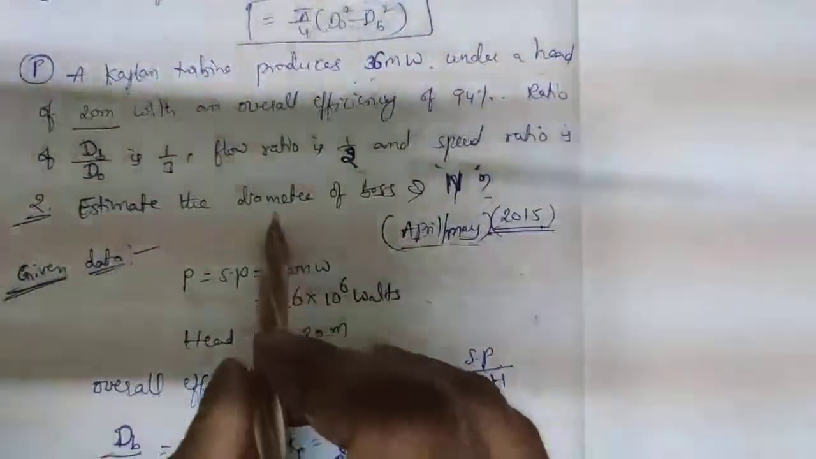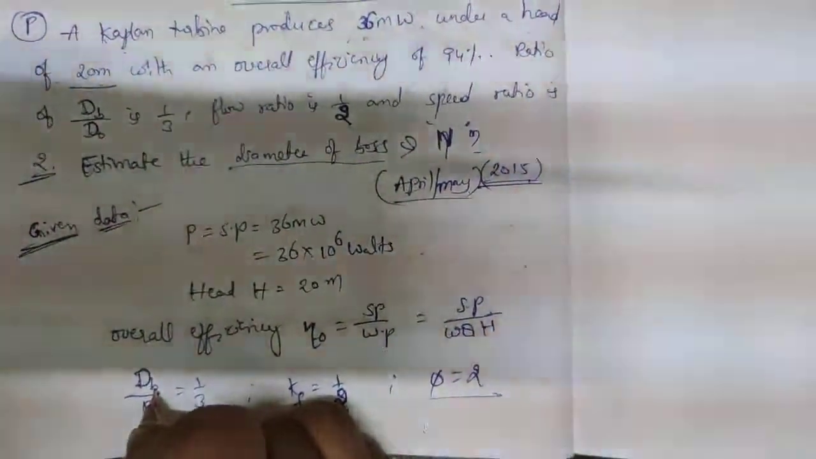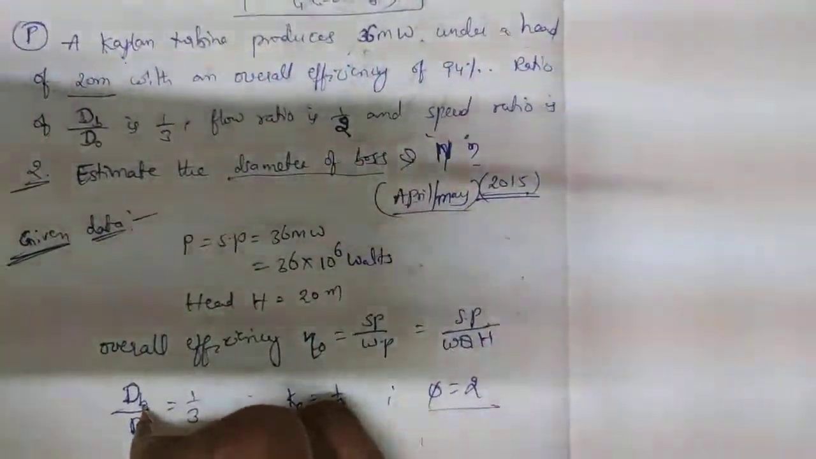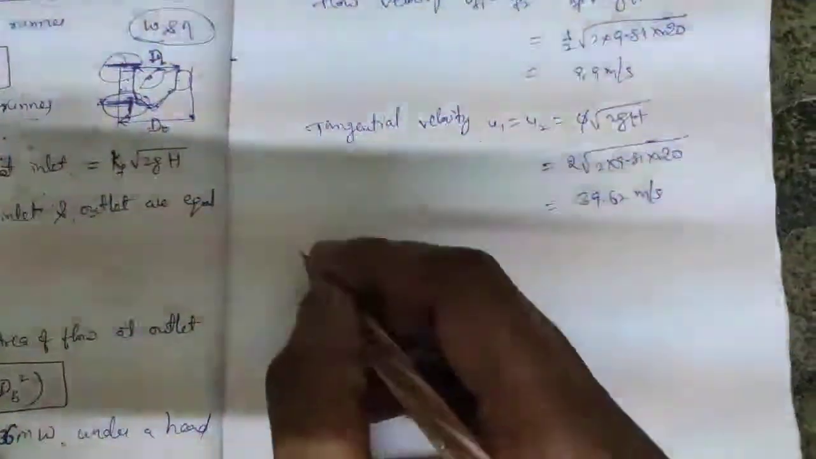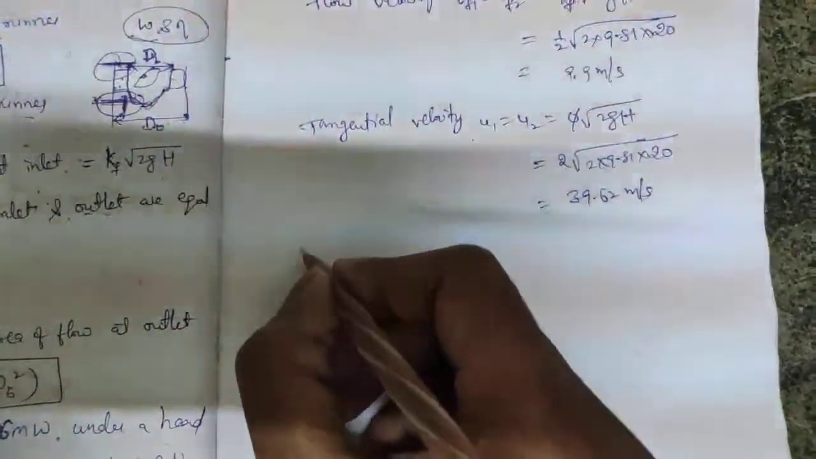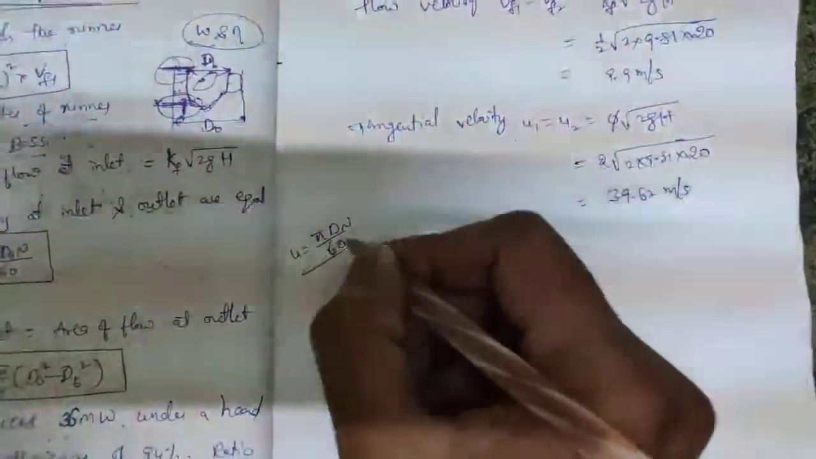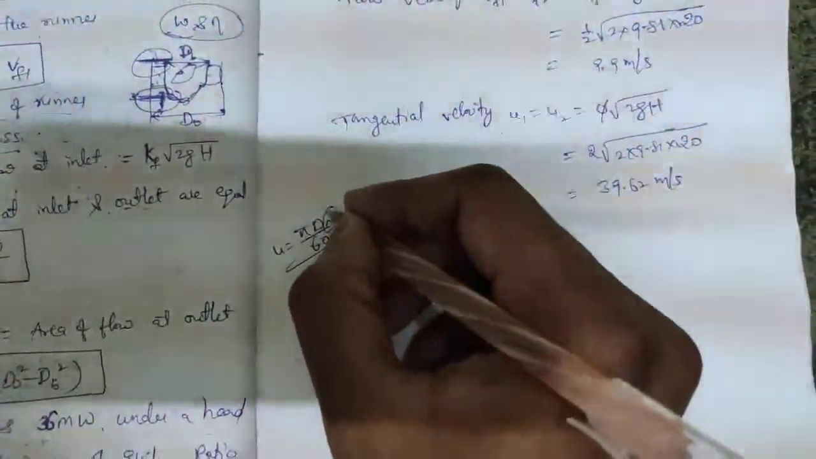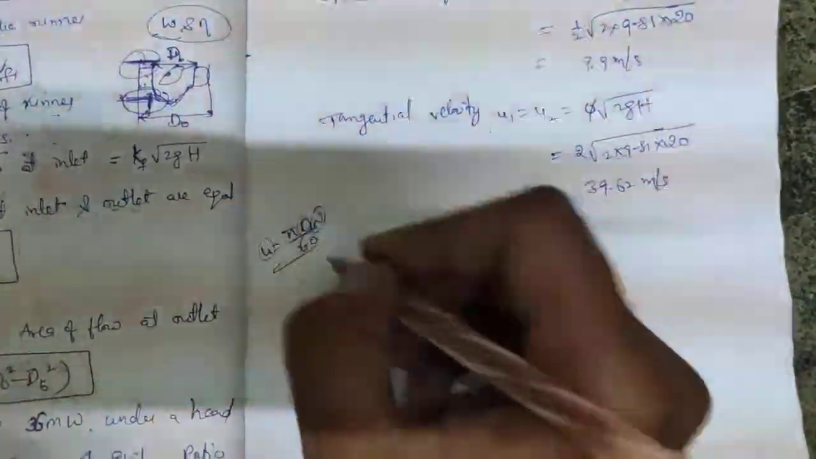So what should we find in the question? Diameter of boss, that means dB. In order to calculate dB, what is the relation between diameter and tangential velocity? U equal to pi D N by 60. But we don't know the N value. You know the u value, you don't know the D value, so we can't use this formula. So let us see the clue.